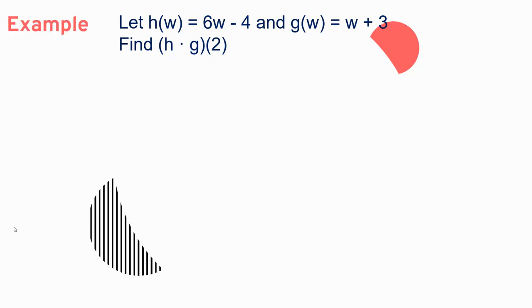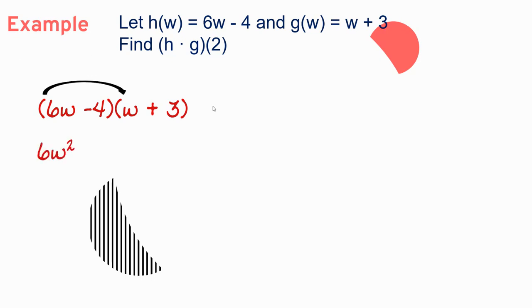All right, another example. Let h of w equal 6w minus 4 and g of w equal w plus 3. Find h times g of 2. So again, write out each function in parentheses: 6w minus 4 times w plus 3. And again, multiply each term by each term.